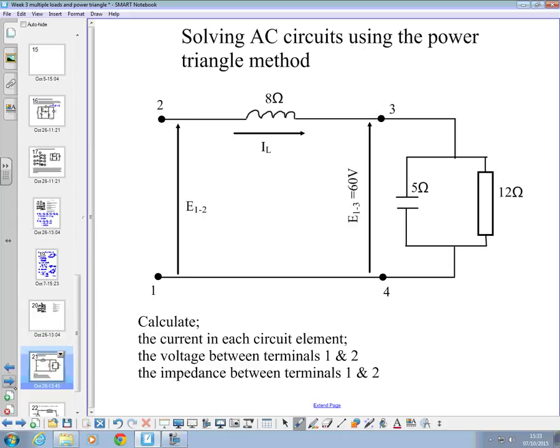Okay, the second calculation-style part of this week's session is to go through solving AC circuits using the power triangle method.